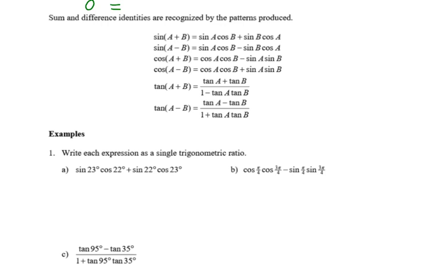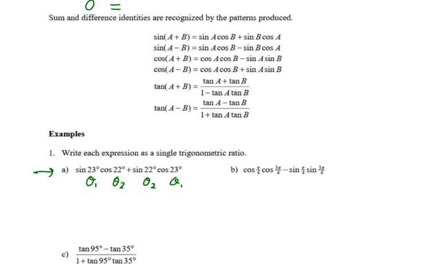Looking at question 1a: write each expression as a single trigonometric ratio. How could I figure that out? We have sine of 23 degrees and cos of 22. Look for the pattern. Theta 1 is 23 degrees here and over here too. Theta 2 and theta 2 are both the same. See if you can find that pattern up here.